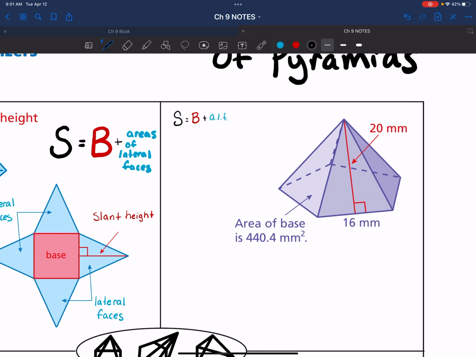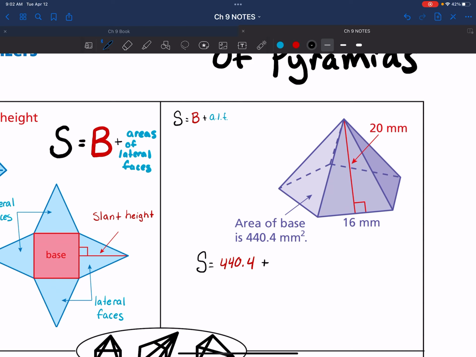Let's go ahead and plug in some numbers. Do I know what S is? Oh, sorry, no. I know what B is. B is the area of the base. I know what that is. So I'm going to go ahead and plug that in. S equals, and then I'll plug this in for B, 440.4 plus, now I've got to find the area of the lateral faces.